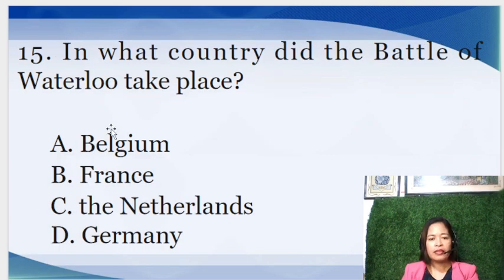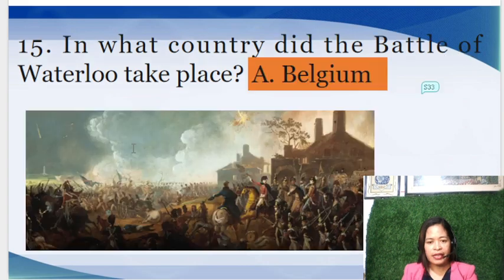Number 15, in what country did the Battle of Waterloo take place? A. Belgium, B. France, C. the Netherlands, and D. Germany. The answer here is Belgium. The country where the Battle of Waterloo took place was Belgium.